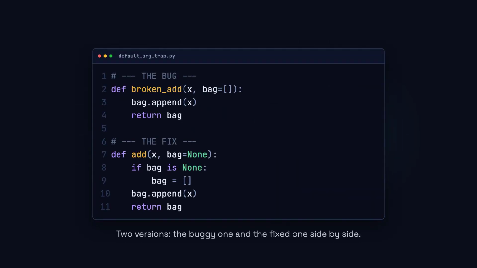Here is our program. The top half shows the broken version that uses a list as a default. The bottom half shows the correct version using None. We will trace both, so you can see exactly what Python does differently.